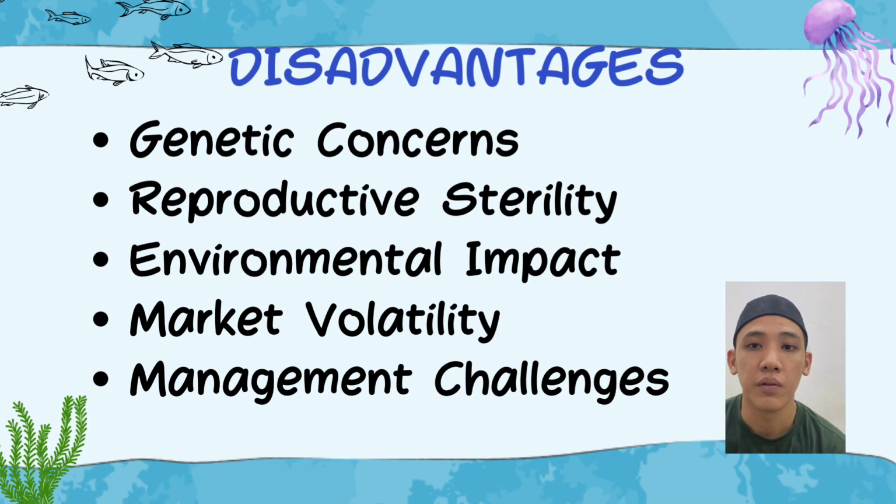And the next one is market volatility. The market for the hybrid grouper may be subject to fluctuation based on consumer preference, regulation, and perception. Managing market volatility can be challenging for aquaculture producers.